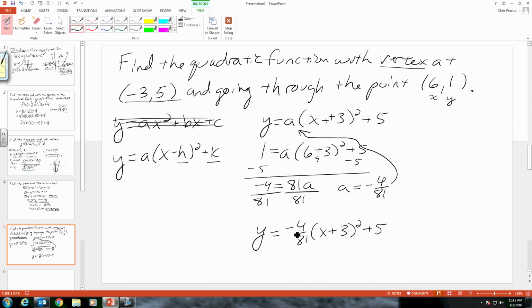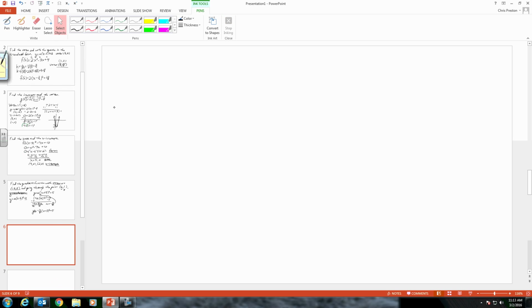You can say f of x if you don't want to use y. Again, it's not that big a deal which notation you're using in this case when it's just asking you to create a function on your own. If it really bothers you, you can always say y of x, and there it is, function notation. Okay, so that's something we're going to do.